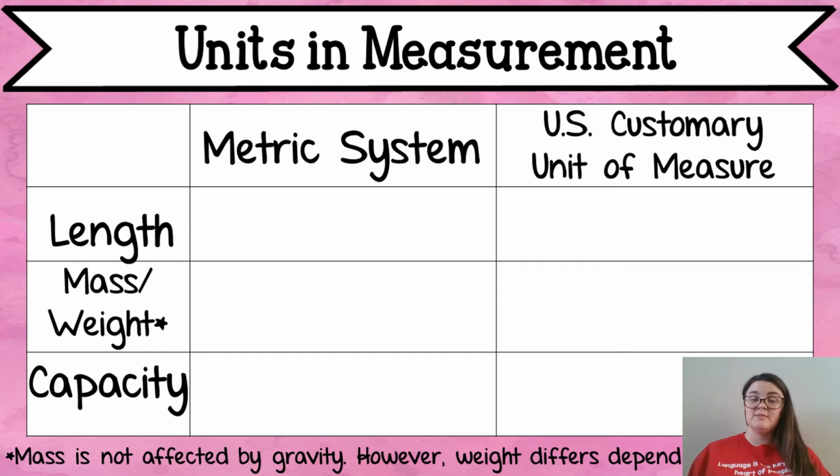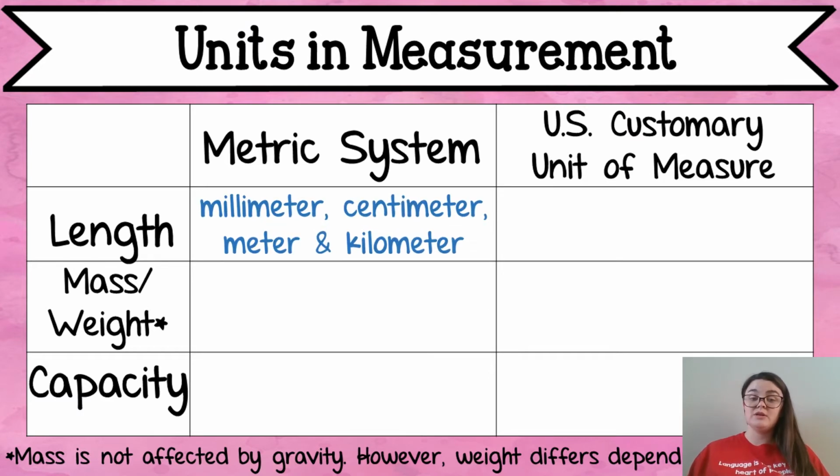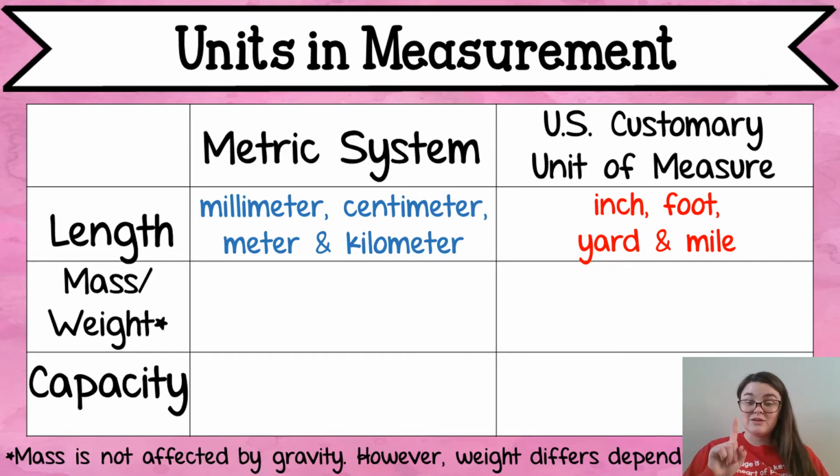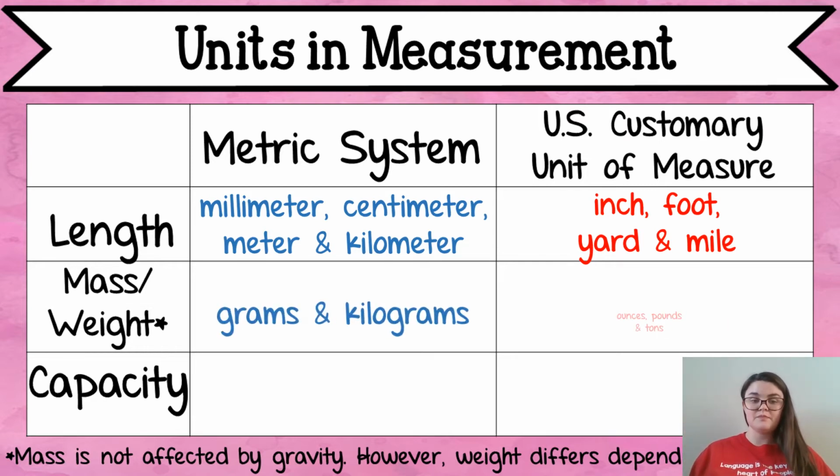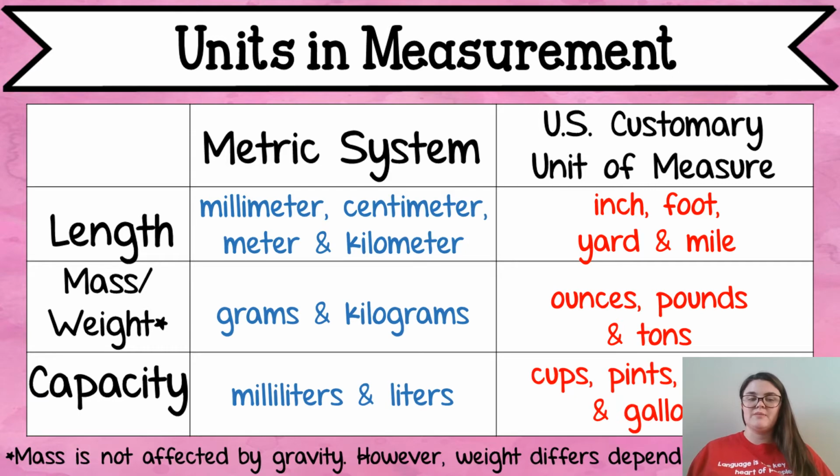Now, the metric system and the customary system use different units to measure. When they're measuring length in the metric system, they use millimeters, centimeters, meters, and kilometers. But in the US system, we use inches, feet, yards, and miles. Inches are small, just like millimeters and centimeters are small. Feet are in the middle, and then meters and yards are very similar, while kilometers and miles are similar. We also have other units for capacity and weight, but we will learn those at a different time.